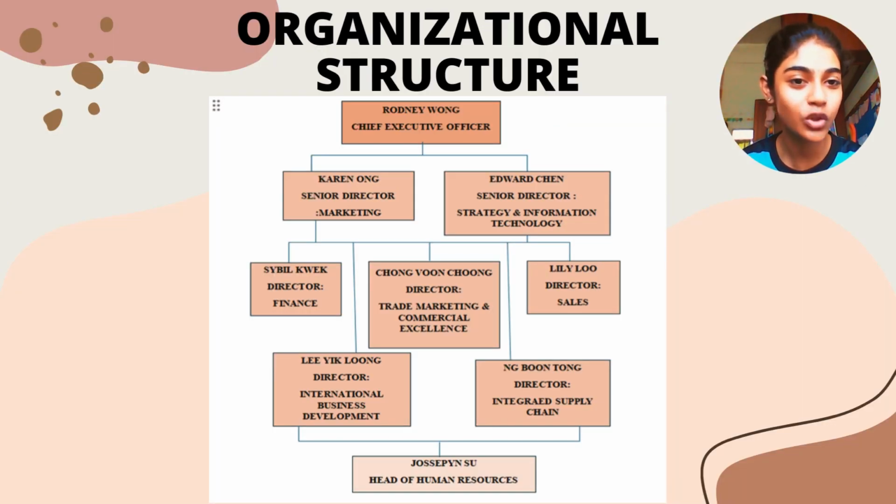Looking into Munchy's organizational structure, it is a horizontal organizational structure. It all starts with the Chief Executive Officer Rodney Wong and ends with Josephine Su, Head of Human Resource.